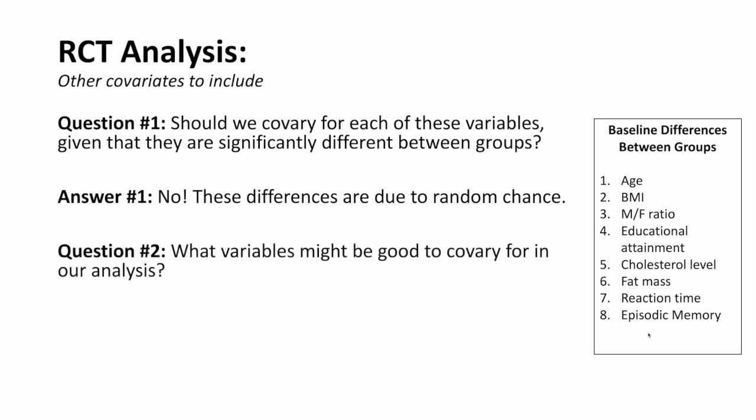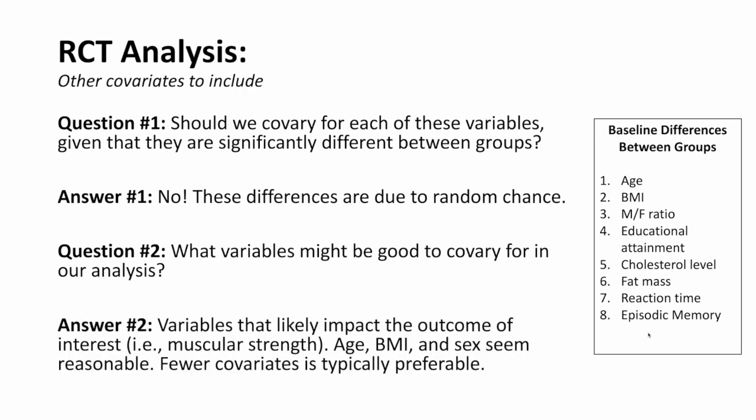More importantly, what variables might be good to covary for in our analyses? Well, I've got a couple ideas, and this is based on things that we actually think are going to impact our model of interest. I think that age, body mass index, and male to female ratio, or biological sex, are probably reasonable covariates to include in our model, just because those likely have some impact on muscular strength. However, we need to remember that fewer covariates is probably preferable, because we want to go with the most parsimonious model whenever possible.